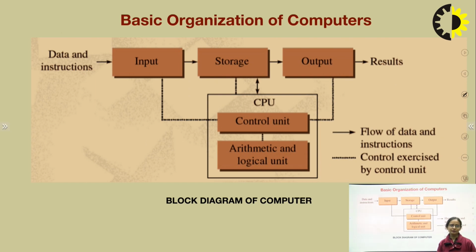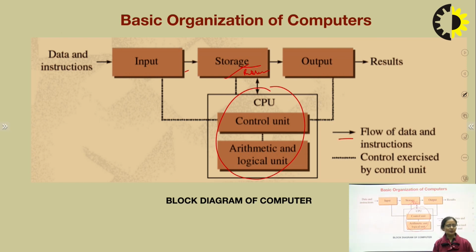Next, another important topic is the basic organization of computers. This figure is very important. This is also the block diagram of a computer. We have input and output, and here we have the storage basically. Data and instructions are given to the input devices. The storage, that is basically your RAM, receives the instructions, and here we have the output. Here we have the CPU. The CPU comprises the control unit as well as the ALU, that is the arithmetic and logical unit.